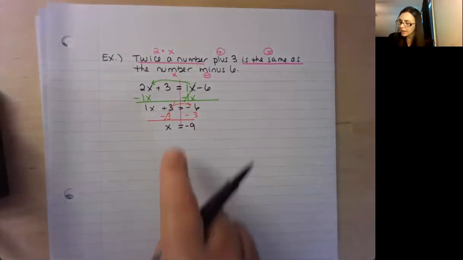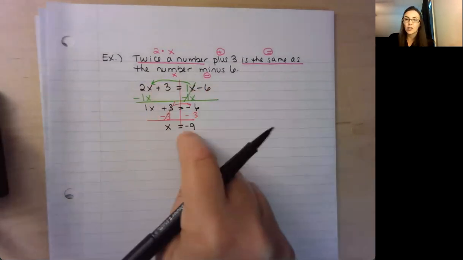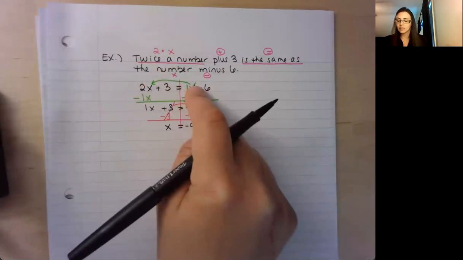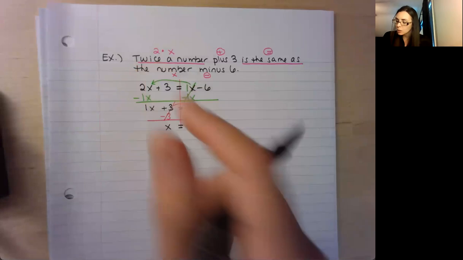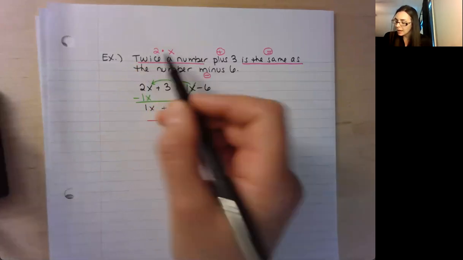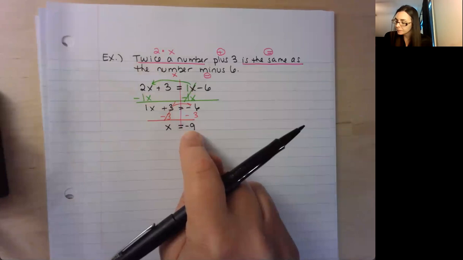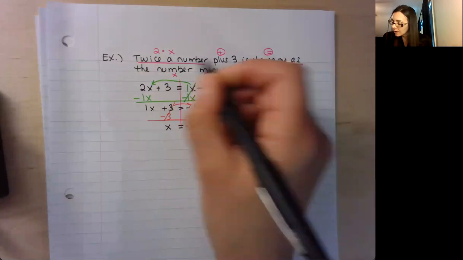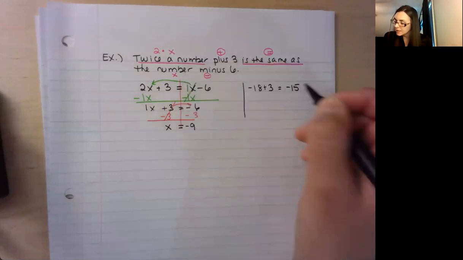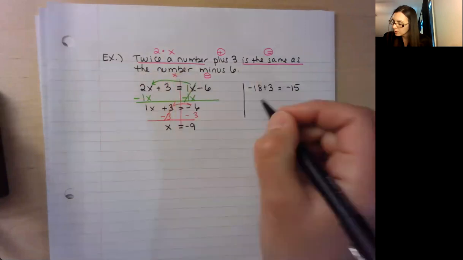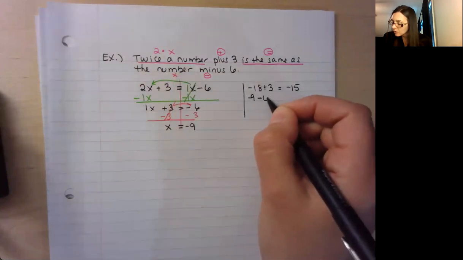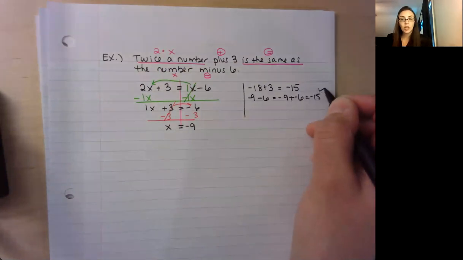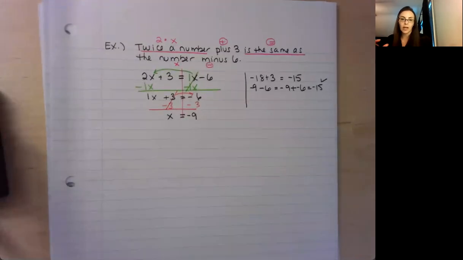Now you can still check your answers by plugging into the equation, but you may also want to plug it into the wording. Because remember, we created the equation ourselves here. So to help check that you didn't make a mistake there, you may want to plug it into the wording. So twice a number would be 2 times negative 9, which is negative 18, plus 3. So that's what I have over here. So I'm getting what? Negative 15 is the same as the number minus 6. So negative 9 plus negative 6 is also negative 15. So it does seem to check out in the wording as well as if you tried the equation separately.